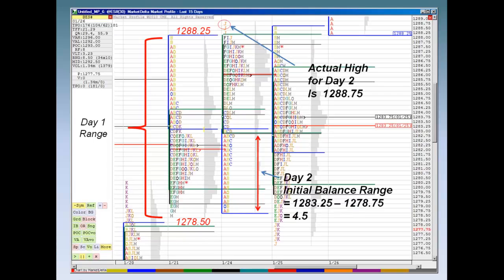Okay, now I want to show you the actual high for the day. My projection was 1288.50, and the actual high for the day was 1288.75. For me, that's pretty darn close. We're never going to be exact, although sometimes we will. You will be surprised. Sometimes you'll hit it right on the nose. But this is definitely going to get you in the ballpark.